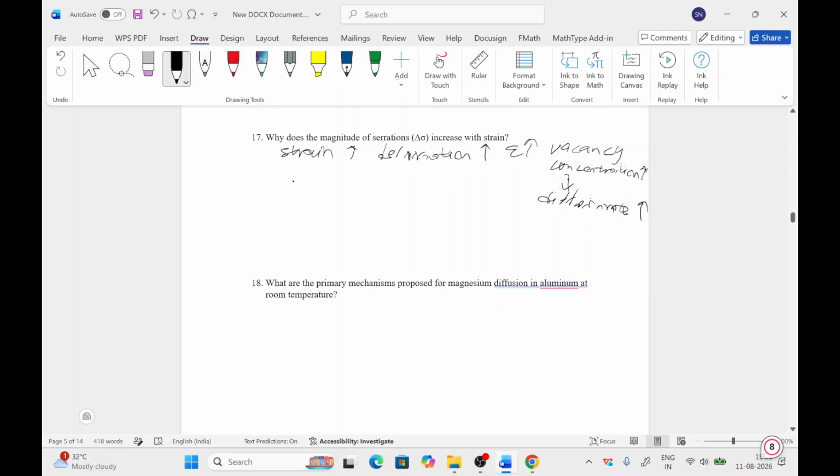So that's why with increase in strain, sigma and epsilon, the delta sigma, meaning the difference between the upper and lower point, increases with increase in strain value or deformation.